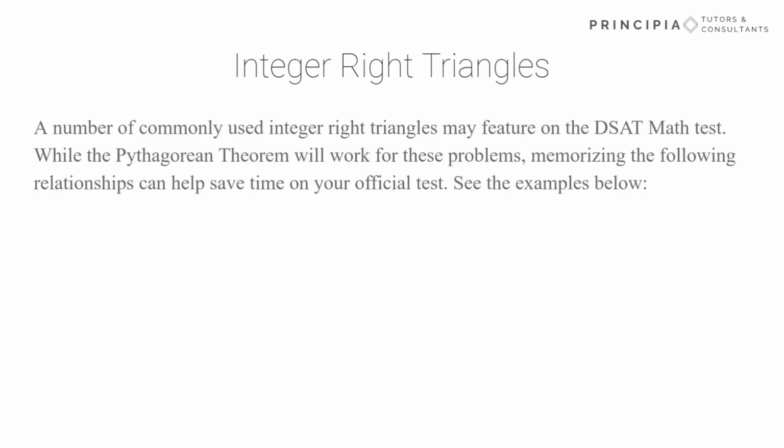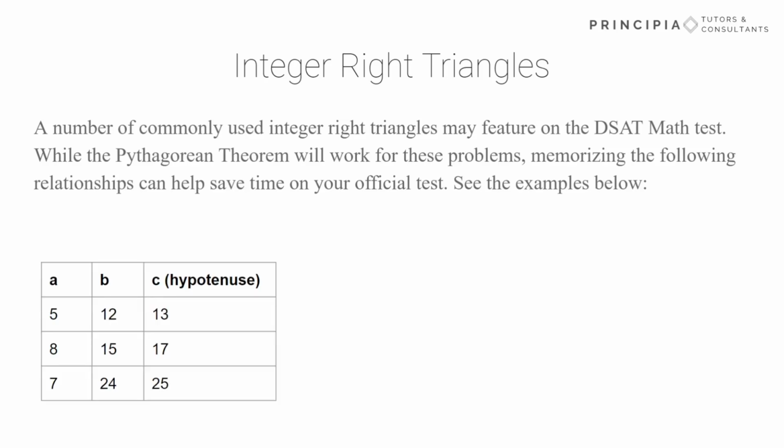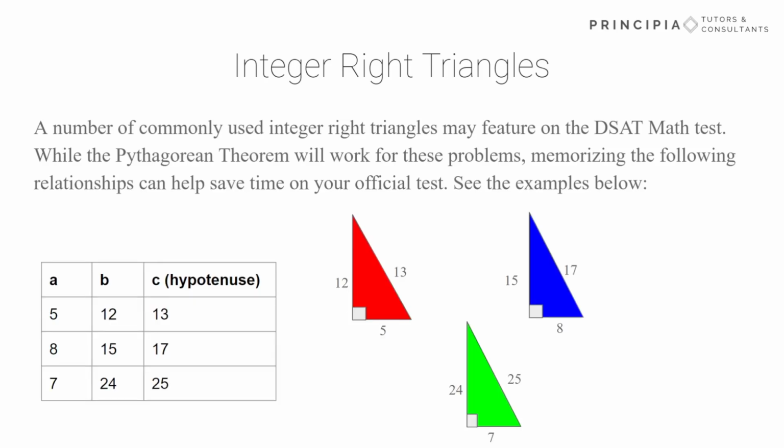All right, the other 3 that you may see pop up are the 5, 12, 13 right triangle, the 8, 15, 17 right triangle, and the 7, 24, 25 right triangle. Remember, the largest value represents the hypotenuse, and so as long as you're given 2 of the values, you can easily get to the third by memorizing these relationships.